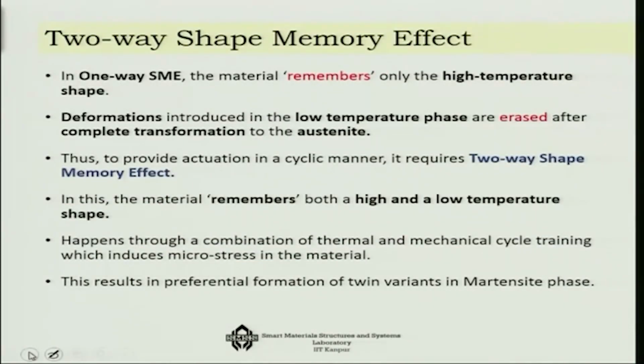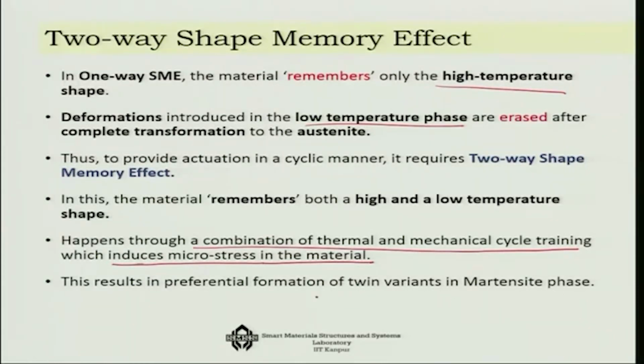Now in the two-way shape memory effect, it remembers both the high temperature shape as well as the low temperature shape, which is generally not erased in this particular case. The secret for this is that you need to have a combination of thermal and mechanical cycle training so that it will induce micro stresses in the material. Then only at the low temperature phase will it be able to go back to the exact shape that you have trained it to have. So then this would result in a preferential formation of twin variants in the Martensite phase.